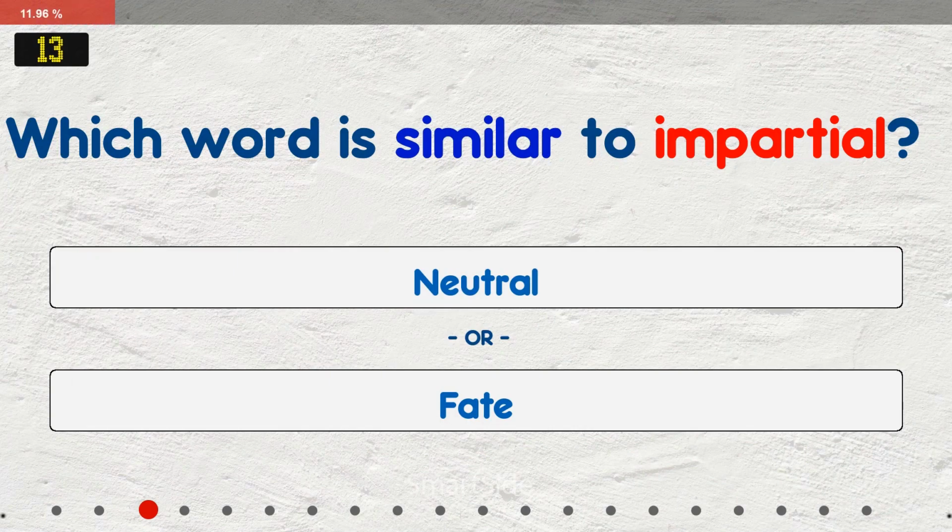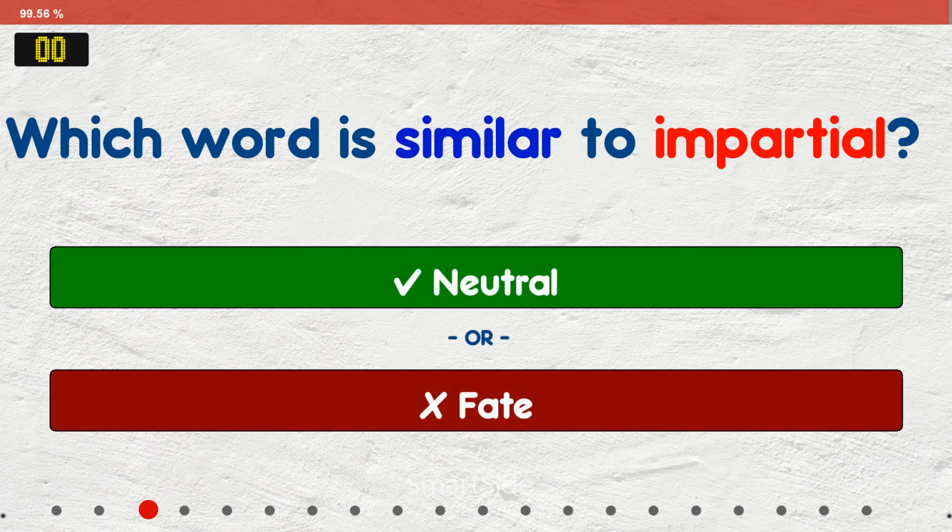Which word is similar to impartial? A, neutral. B, neat. The answer is neutral.